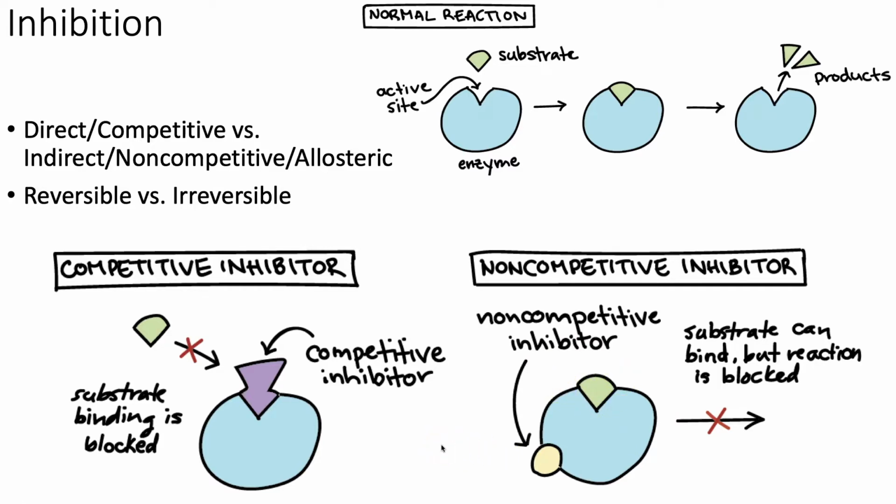Something else to think about is that it could be a reversible inhibitor or an irreversible inhibitor. So if you had a competitive inhibitor that was irreversible, that means once it's bound to the active site, it can never leave. If it was a reversible inhibitor, well, then maybe it could fall back out, and then you could have your enzyme keep doing its thing.